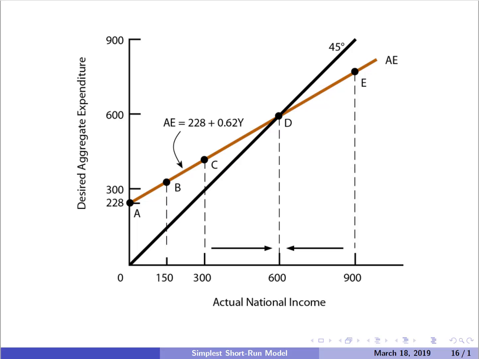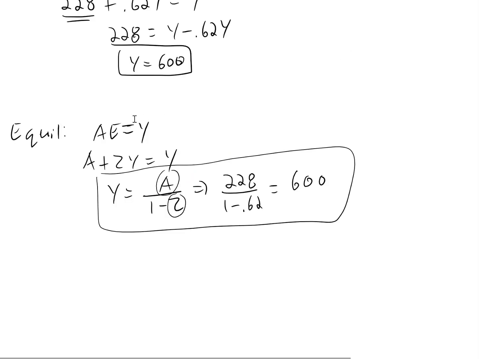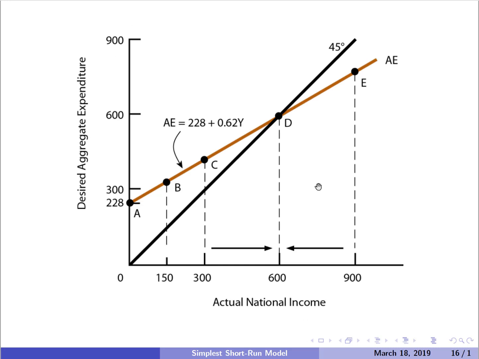So now we've talked about how equilibrium is determined in this model. So AE equals Y, so desired aggregate expenditure equals actual national income or actual GDP. We solved this graphically here on this screen, and we also solved it algebraically on our OneNote. And so now we're going to talk about what happens when something changes in our model.